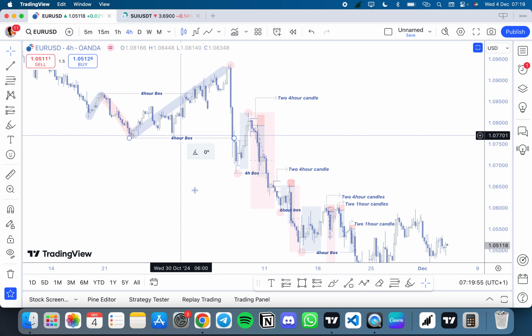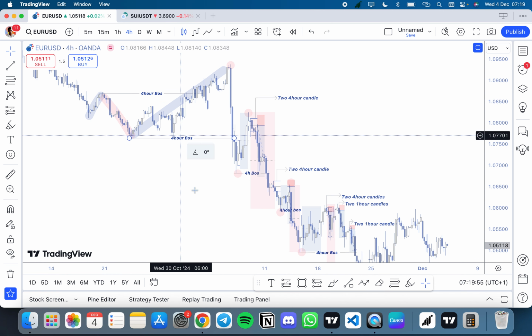Now we have a pullback happening. Once again, we're having a continuation or an expansion. The market is continuing the trend. So those are the factors we want to see. We want to see a trend, we want to see the continuations, we want to see the pullback. Once more, right here, we have a pullback. And down here, we have an expansion.